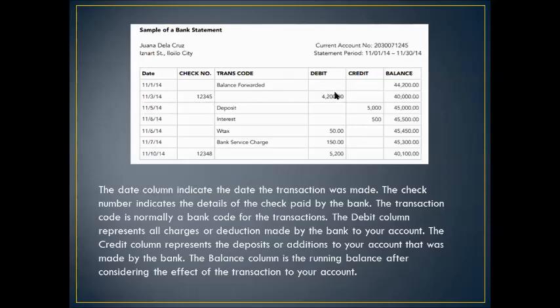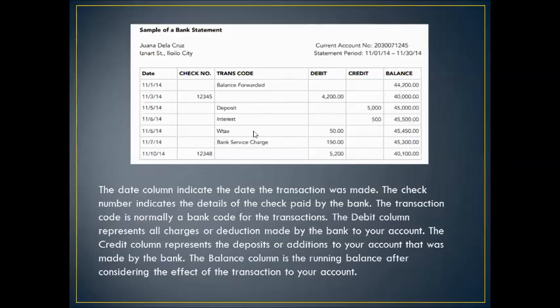Ito siya. Ma-debit siya. So sabi, ang mga debit account mo ay kabawasan siya sa checking account mo. Ayan, so nabawas siya dito. And then by November 5, nag-deposit ka ulit ng 5,000. So naka-credit siya, so nadagdag siya. And then nag-interest yung amount mo ng 500 pesos.